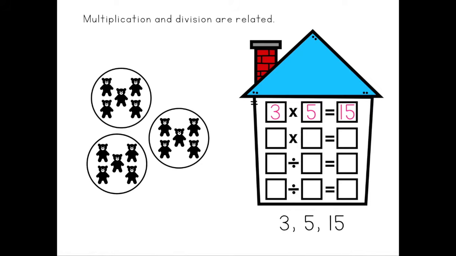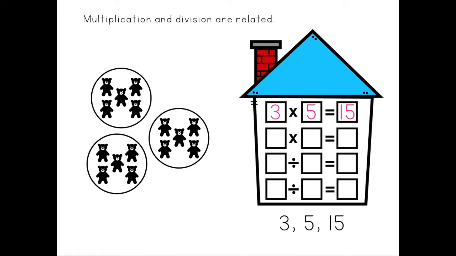So I can skip count all of these bears to find my total. 5, 10, 15. I have 15 bears all together, which is there at the end of my first multiplication sentence.